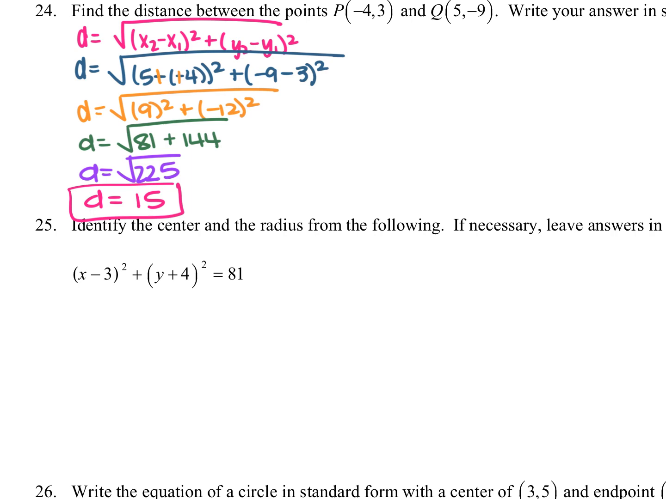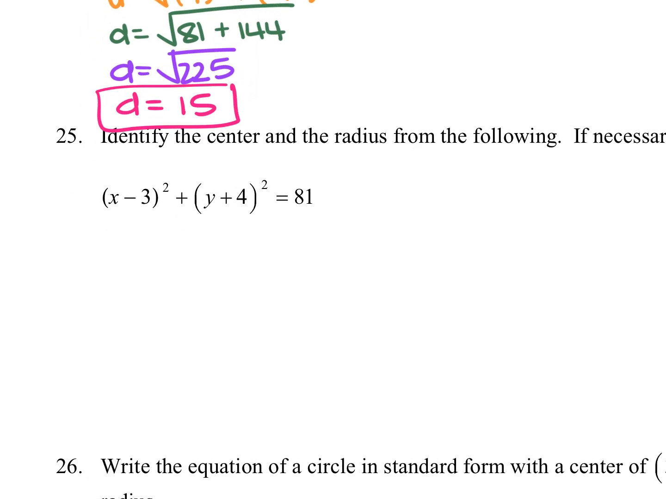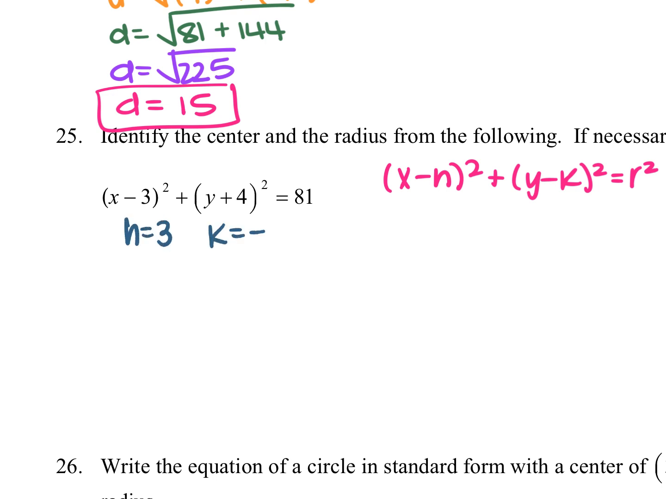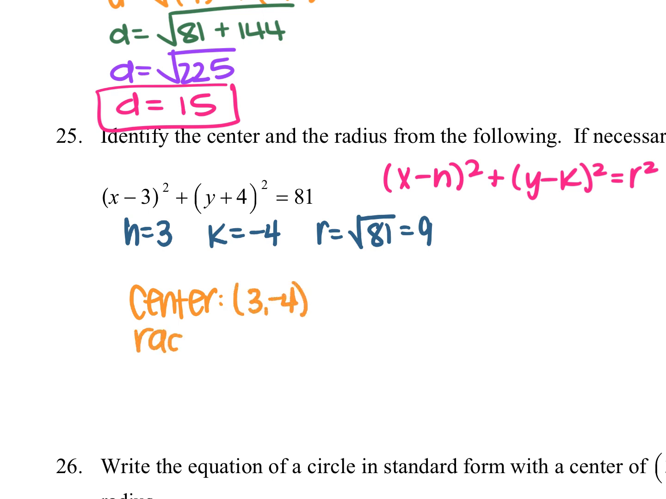Next, we are identifying the center and the radius from the following. Remember, your formula for a circle is x minus h squared plus y minus k squared is equal to r squared. So your h is going to be the 3. Your k is going to be negative 4, because negative 4 times a negative makes that the positive 4. And your radius is going to be the square root of 81, which is 9. So your center is the ordered pair 3, negative 4. Your radius is 9.